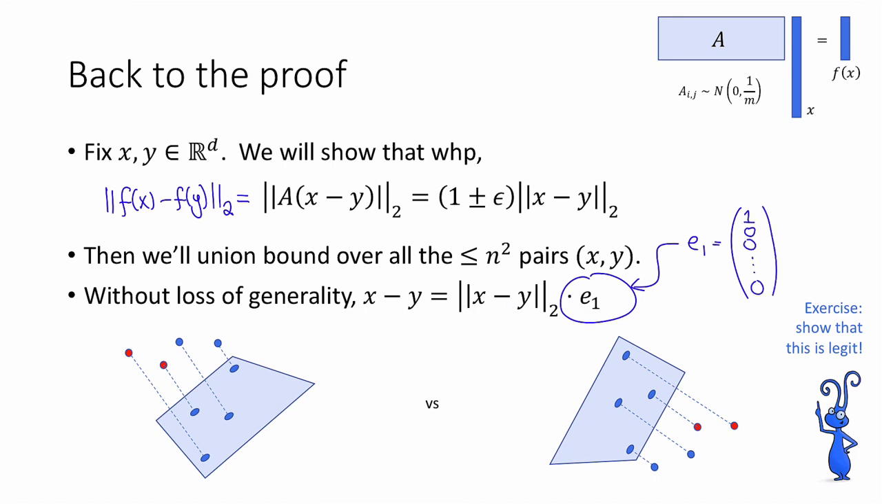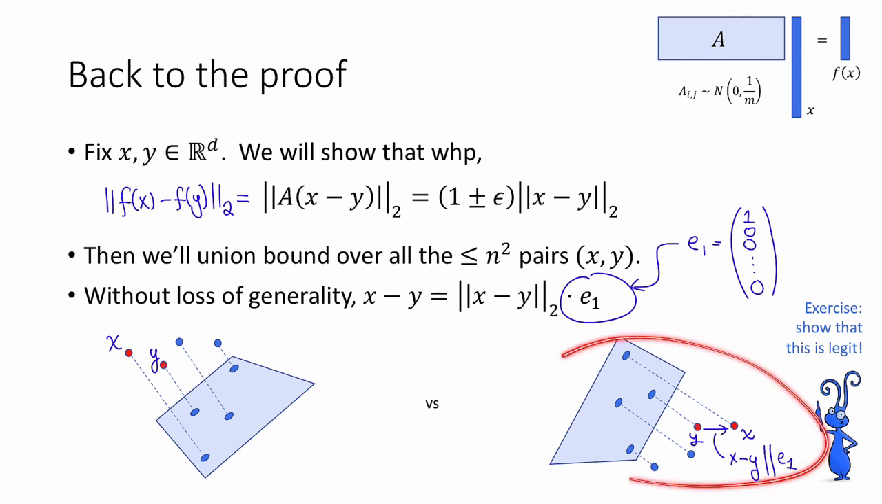So why is this without loss of generality? Well, intuitively, suppose that the picture looks like this. Let's say that here's x and here's y. Then we can think about just sort of rotating this whole picture until it looks like this. In this picture, here's x and here's y, and what this is supposed to be drawing is that x minus y is parallel to e1.